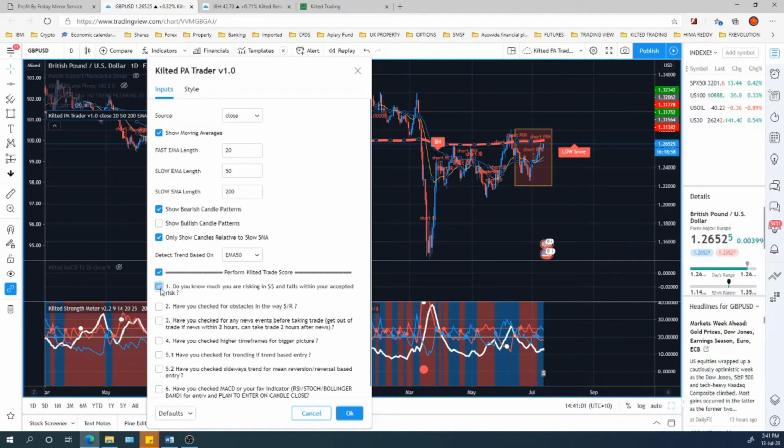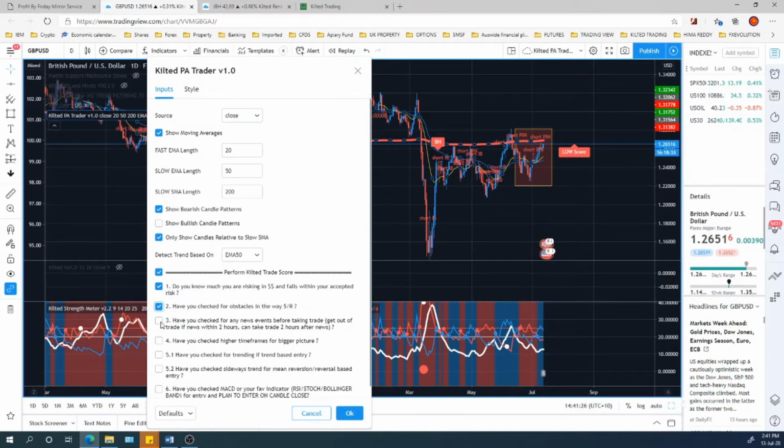So number one for me is always, I will never take a trade if I don't know how much risk is on the table. So that's number one. Number two is, have we checked for any obstacles in the way? That's where you're looking for any resistance. So we can see here we're pushing up to the 200. So you wouldn't necessarily want to take this trade quite at the moment on a daily time frame.